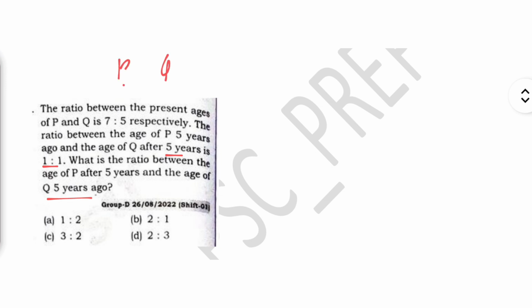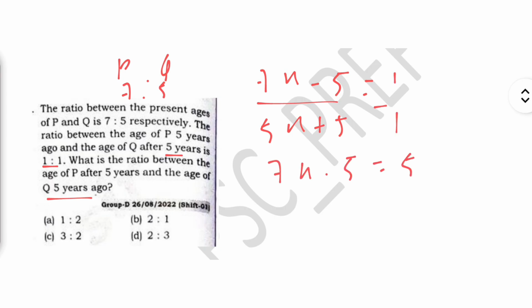The ratio between the present ages of P and Q is 7 is to 5. This is your P and Q given 7 is to 5. Consider this as 7x and 5x. Next, the ratio between the age of P 5 years ago, minus 5, and the age of Q after 5 years, plus 5, is nothing but 1 is to 1. So 7x minus 5 equals 5x plus 5, which is 2x equals 10, where x is 5.